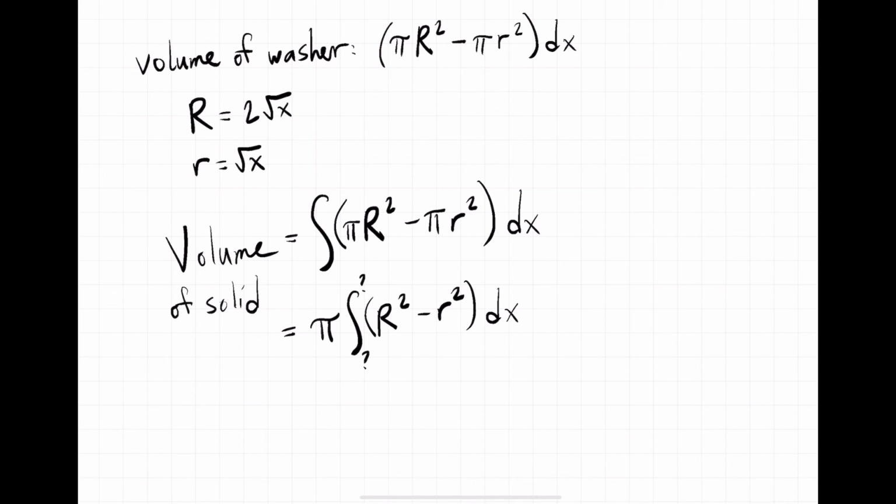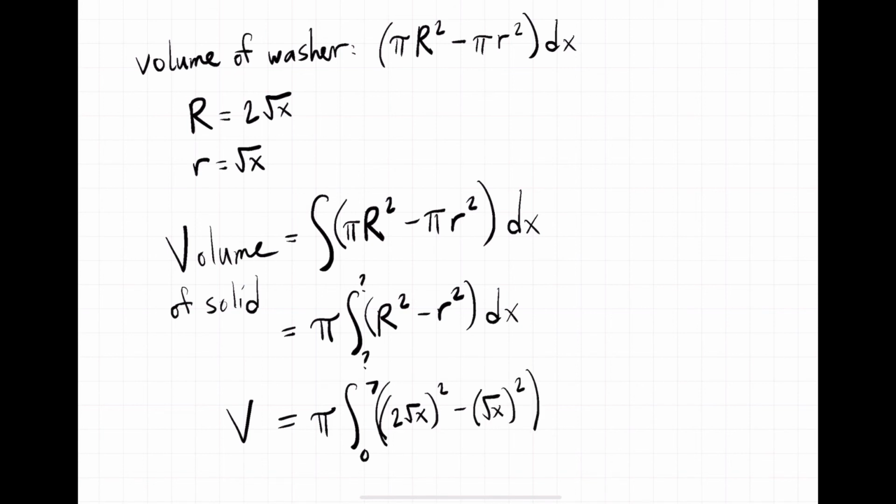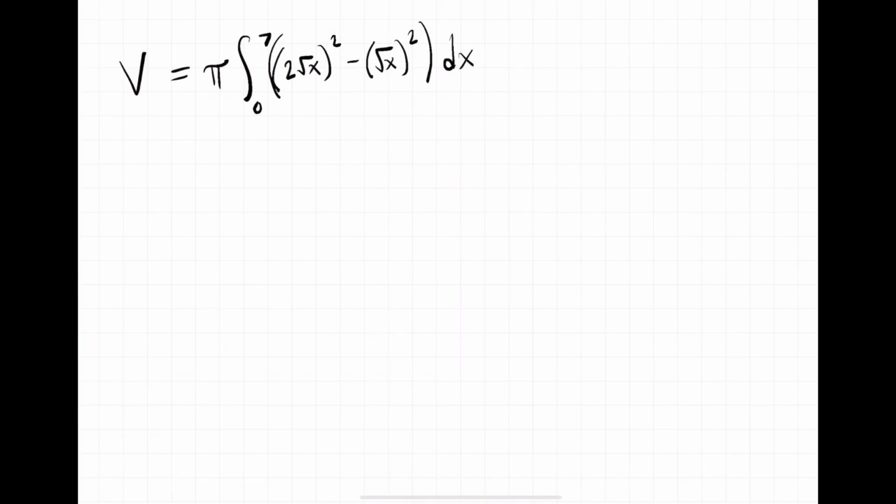So for our specific problem that we're looking for, we'll just fill in our big and little r's and our bounds. Our volume is pi times the integral from 0 to 7, we worked out already, of our big R squared, that's 2 root x squared, minus our little r squared, which is root x squared, whole thing times dx. That is the integral that we need to solve to find the volume of this solid. So let's solve this integral.